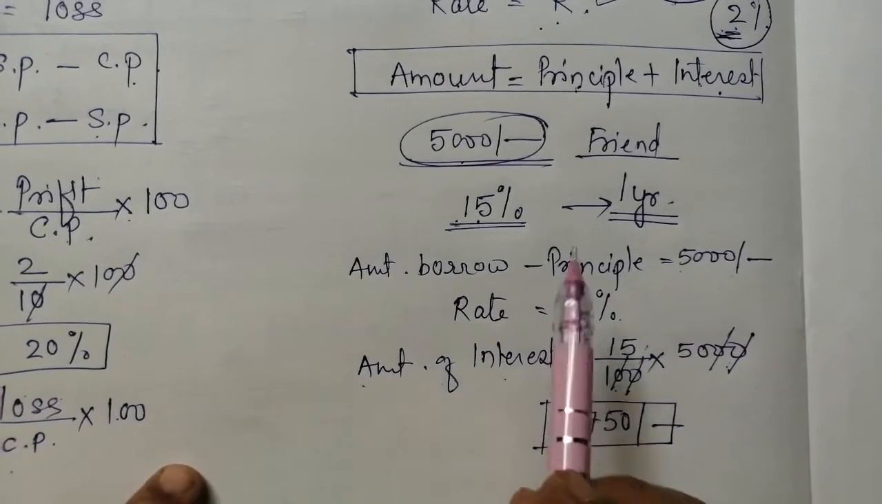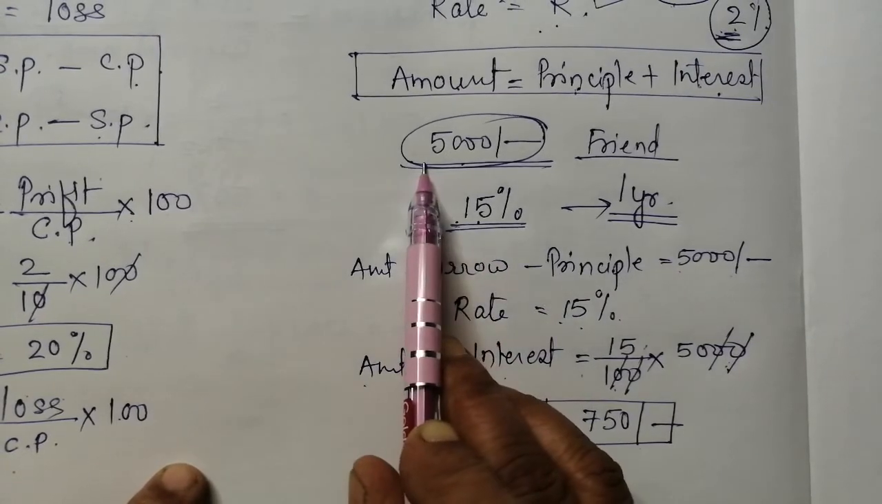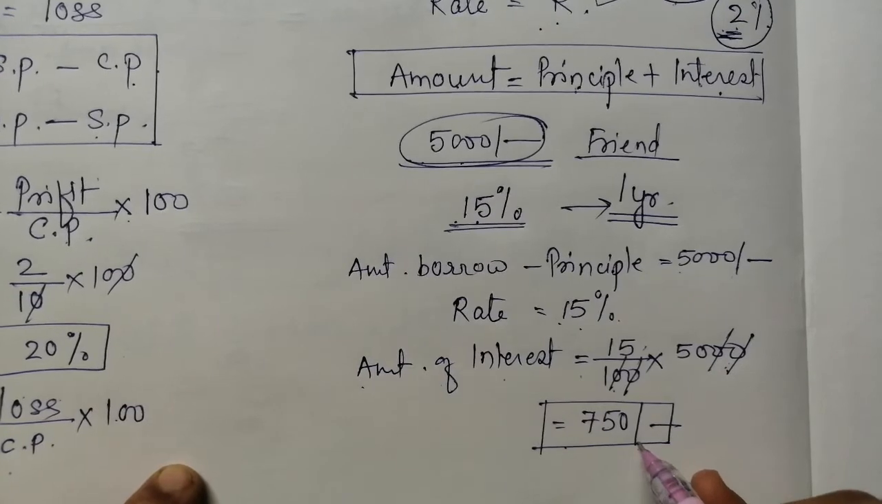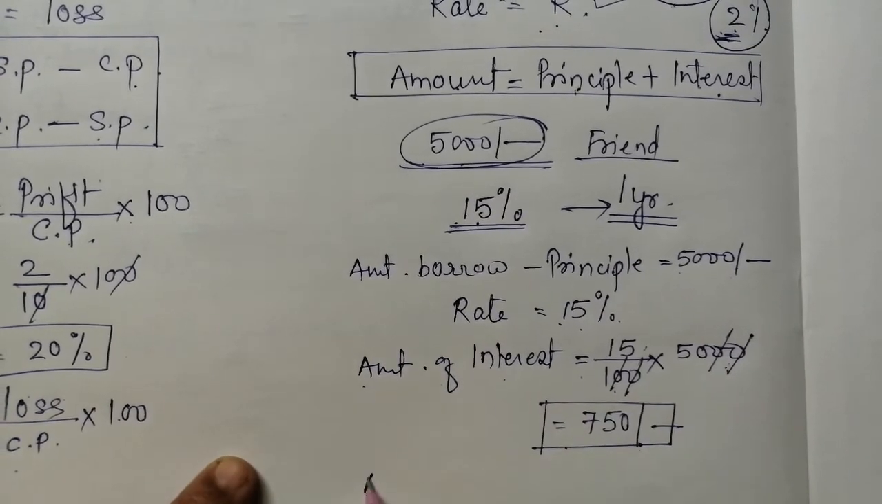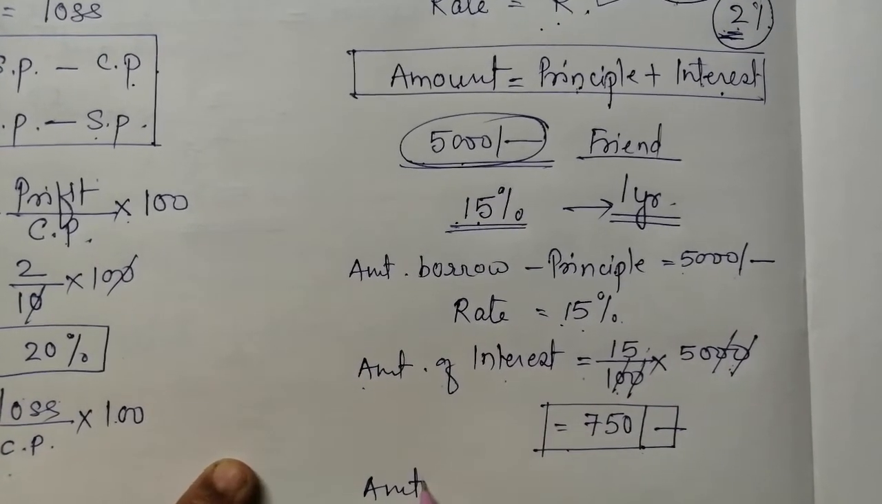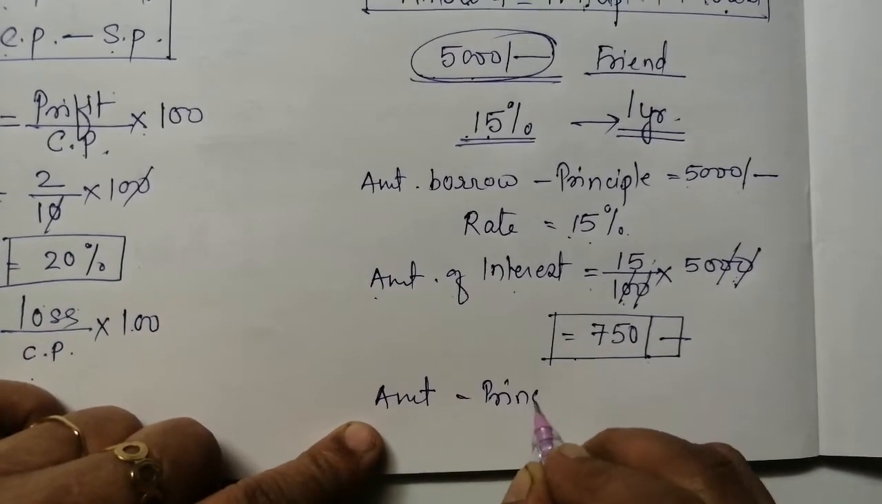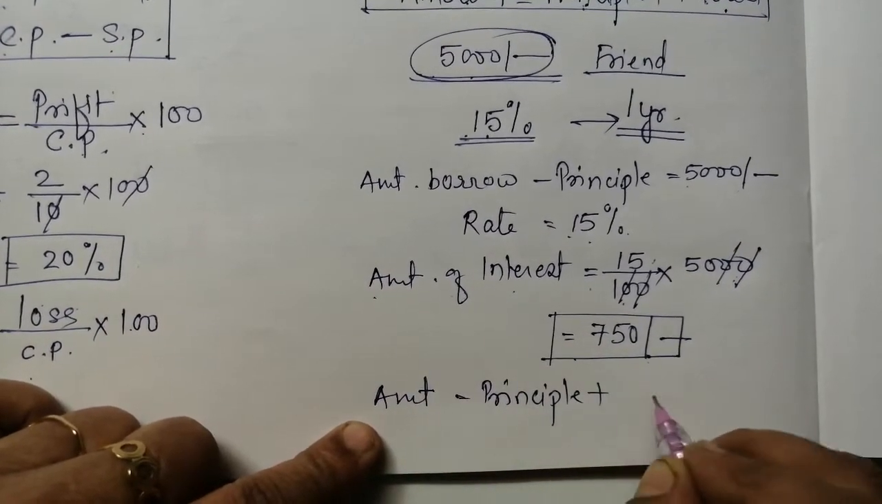Now the total amount you have taken is 5000, plus this interest. That means at the end, how much amount are you going to give? The amount is equal to principal plus interest.